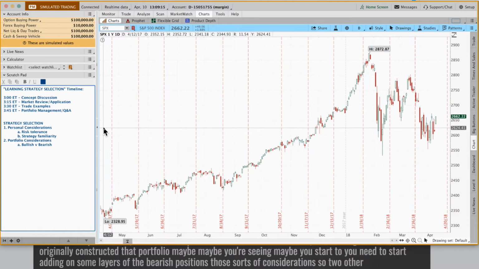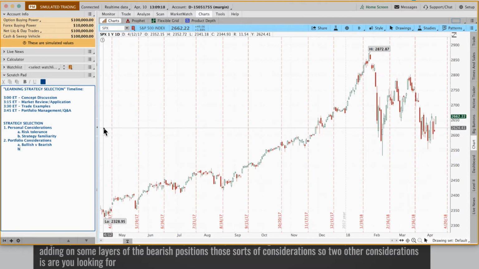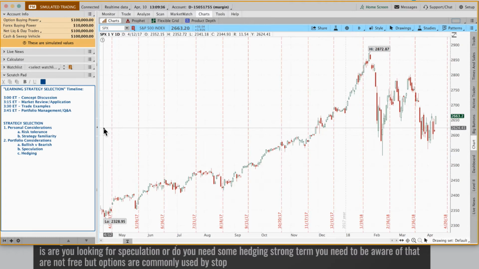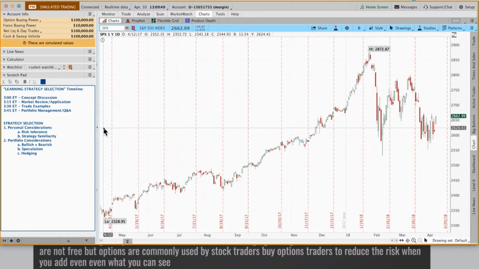two other considerations is: are you looking for speculation, or do you need some hedging? Now, hedging is a strong term. You need to be aware that hedges are not free, but options are commonly used by stock traders, by options traders, to potentially reduce the volatility in their portfolio. But you have to understand the implications for reward and risk when you add even what you consider to be a hedging position. So what is the difference between these two?